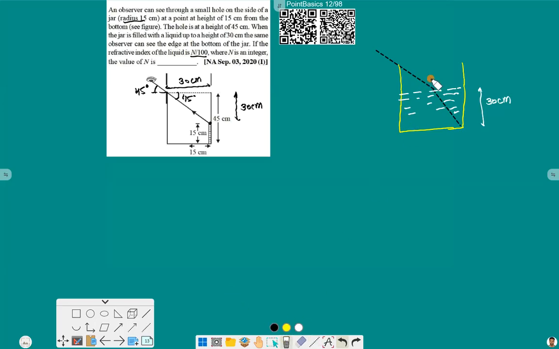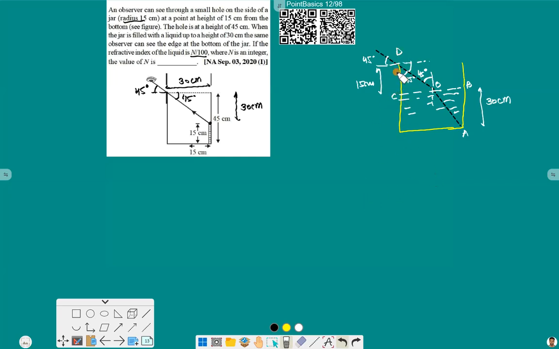Here if we draw the normal, the normal will look like this. Now we know that this angle is 45 here, and this angle is also going to be 45, because this is 45 and this will be 90 minus 45. Now this height is 30 centimeter and this one is 15 centimeter and this is also going to be 45. So let us mark some points here. Suppose this is point O, this is A, this is B, this is C, and this is D.